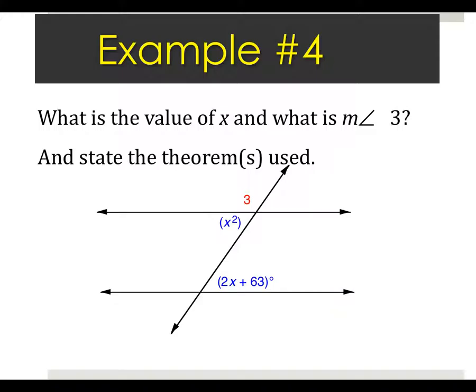What kind of angles are these? Great, stylus is disconnected. What kind of angles are these? Alternate interior. And what's the relationship between alternate interior angles when the lines are parallel? They're equal, so set the two equal. Let's see if my pen is working again.